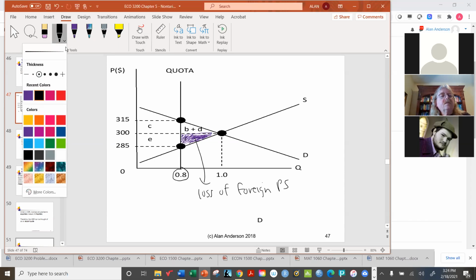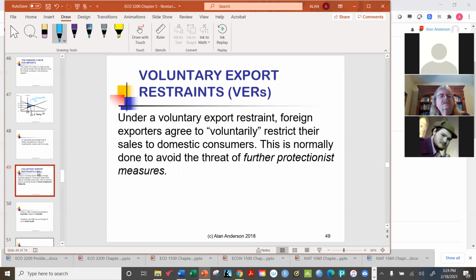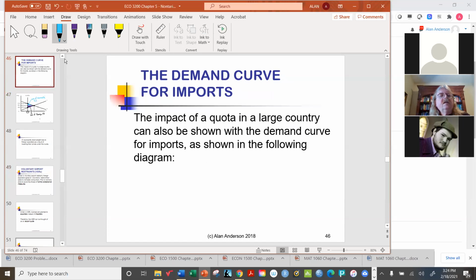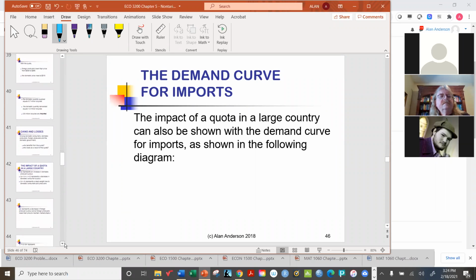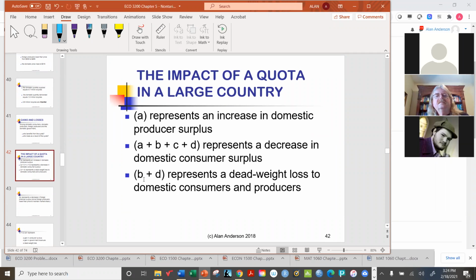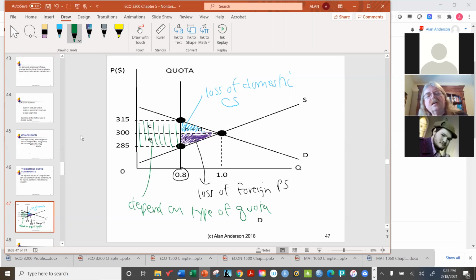This B plus D, this never changes, by the way. This is the loss of domestic consumer surplus. And then what is the rest? Those are the same. C is the part, and E. These two depend on what kind of quotas we have. All of them potentially could represent deadweight loss, depending on what kind of tariffs we have.